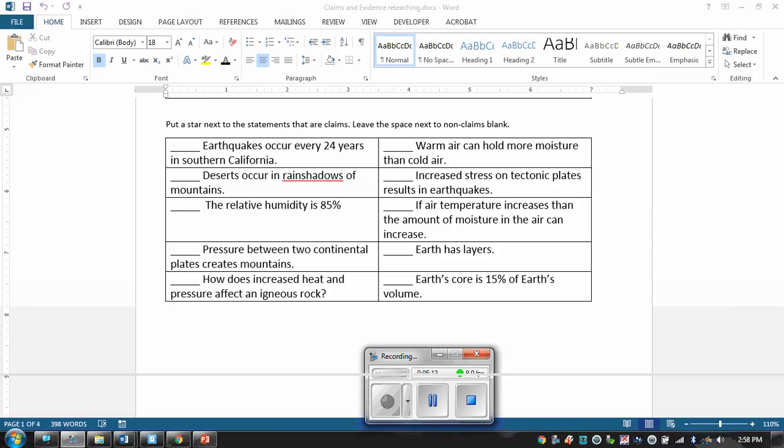All right, so now you should be looking at it with your groups or at your tables, the people sitting next to you, and kind of look at it and say which ones did you think were claims and which ones did you think were not claims.